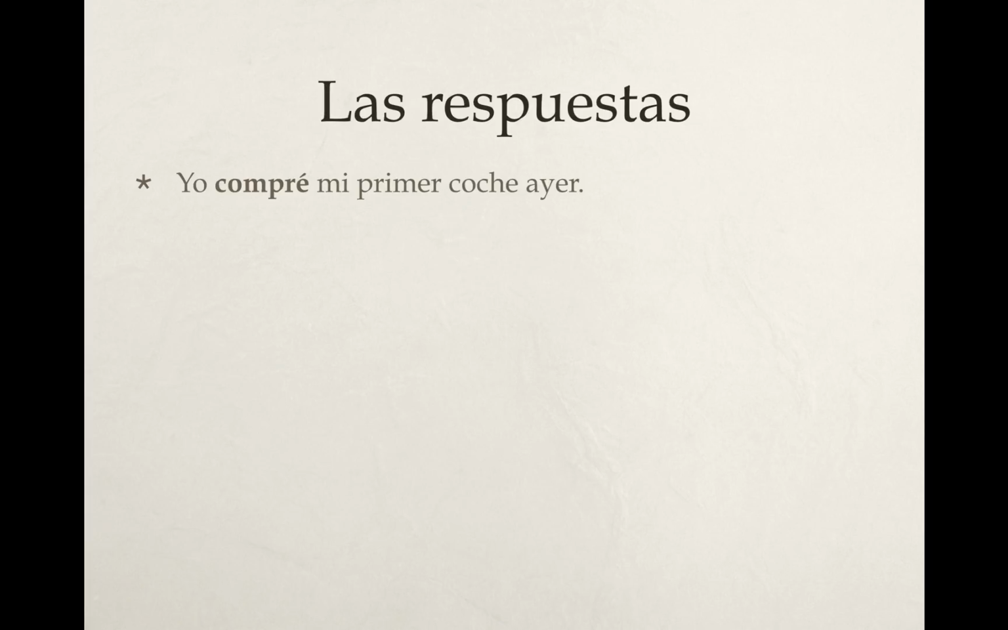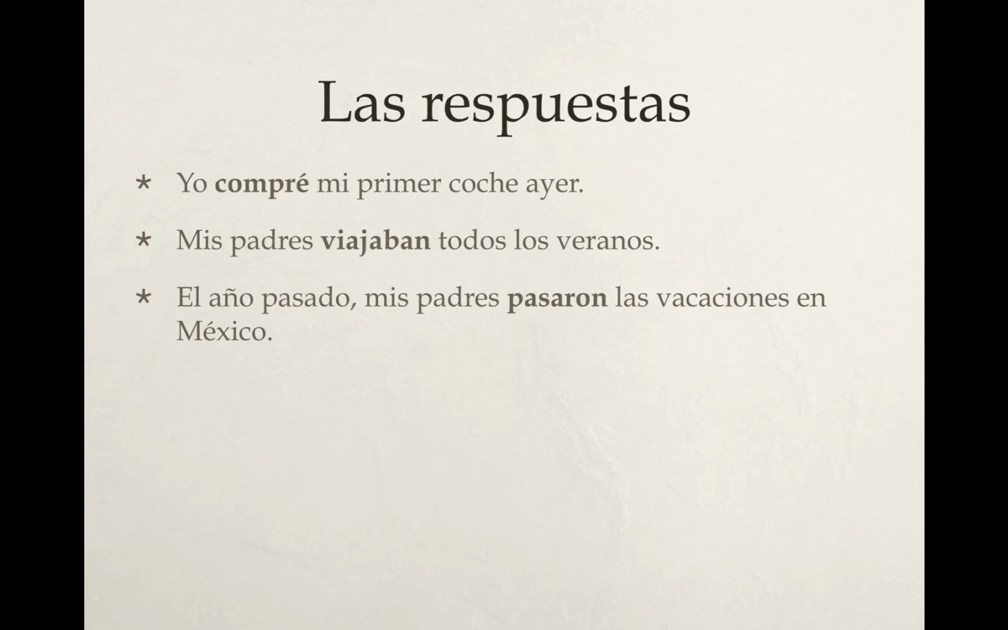More examples. Ayer is a key word for preterite tense, so we're going to say yo compré. Todos los veranos, all of the summers or each summer, is going to be a key word for imperfect tense. El año pasado, key word for preterite tense. Mis padres pasaron.